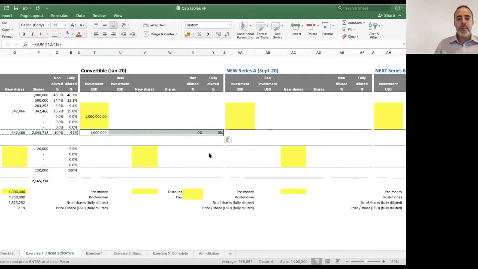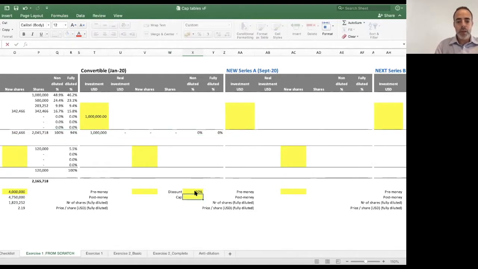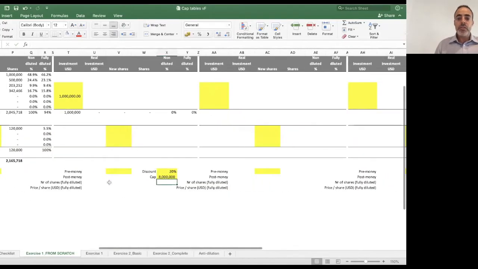Now, the way we calculate the valuation here is with a discount and a cap based on the Series A valuation, right? Remember that the convertible will convert simultaneously to the Series A, right? So we said 20% discount, 8 million cap. Oops, one too many zeros. Okay, so the pre-money in this case will be calculated based on a 20% discount based on the other valuation.